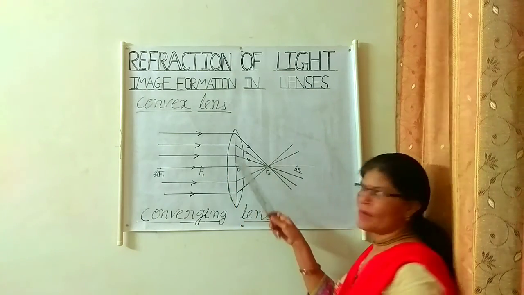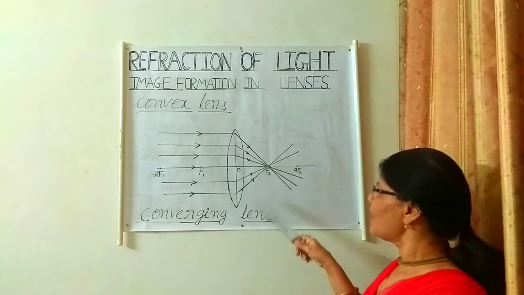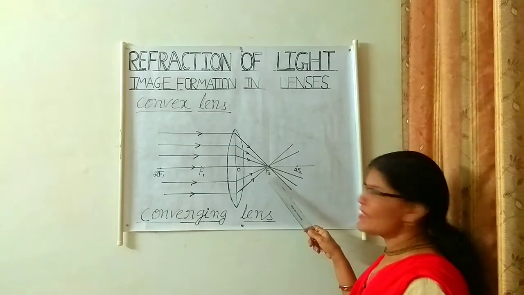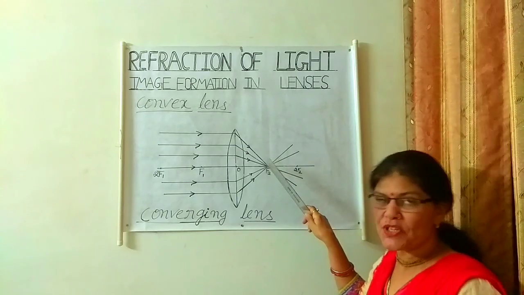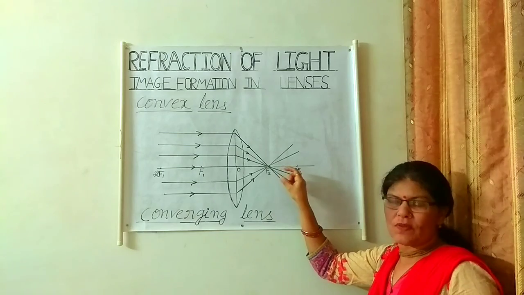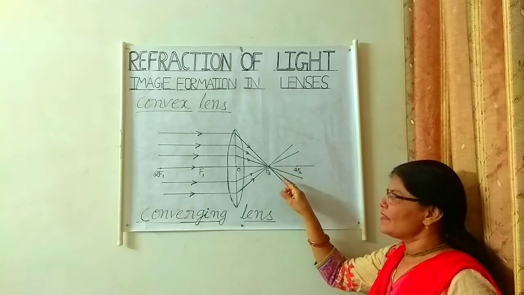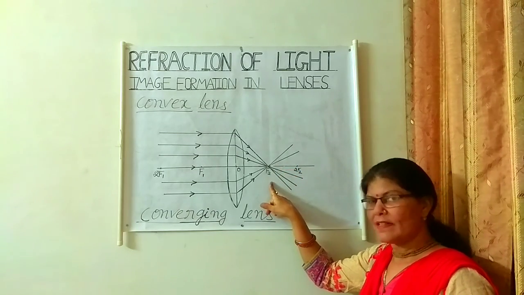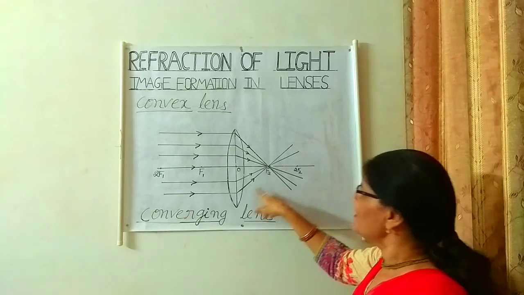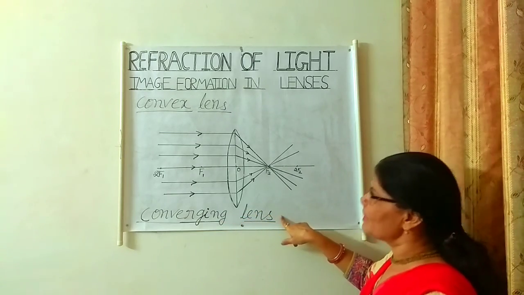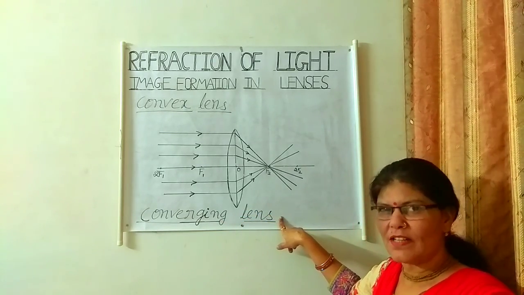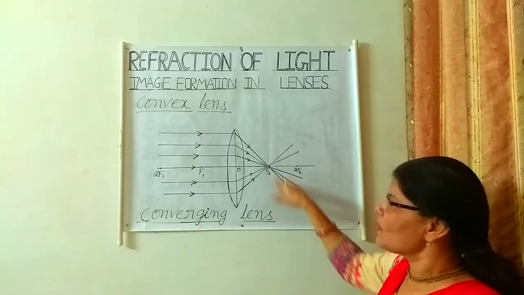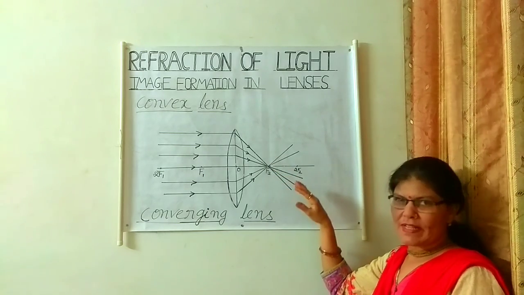So all these parallel beams of light are passing through the principal focus, and at this principal focus we will get the image of the sun. A bright spot of the sun will be observed here, and this is our principal focus, and this is the reason why this is called a converging lens. Why a convex lens is called a converging lens.